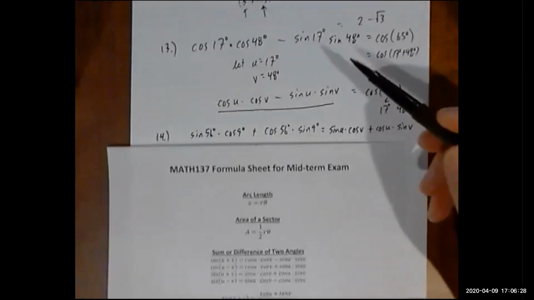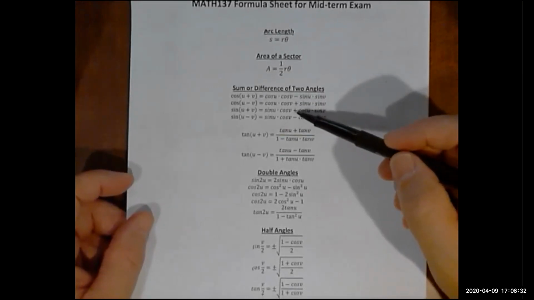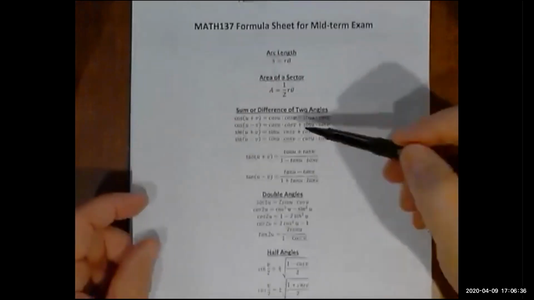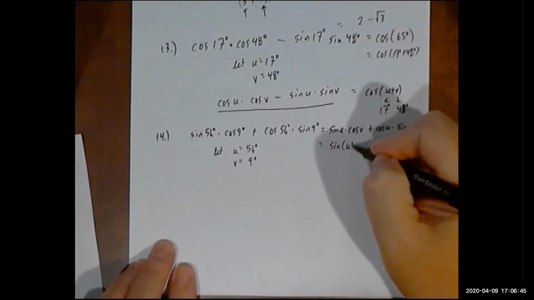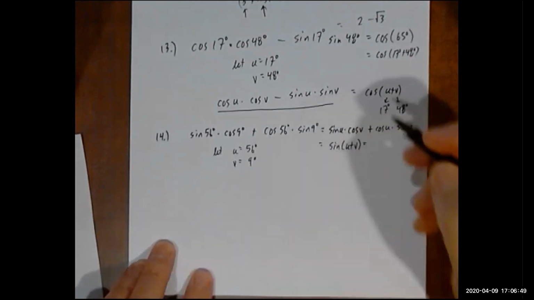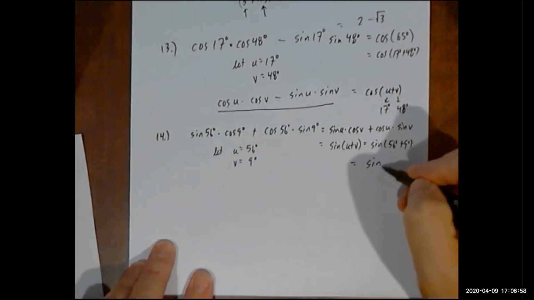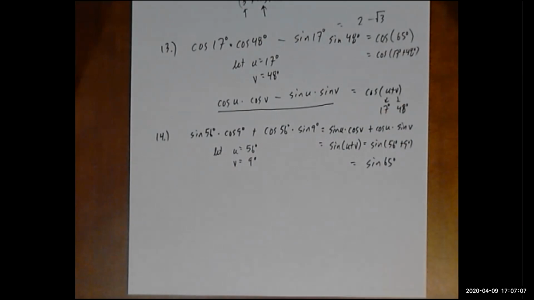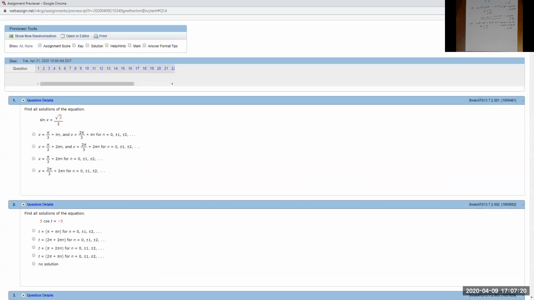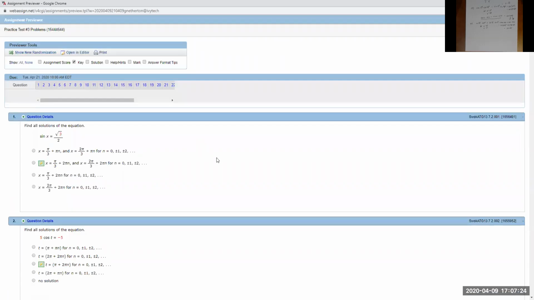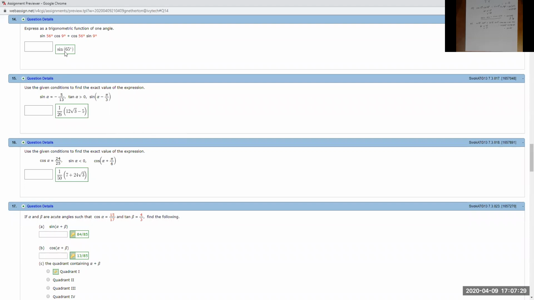So sine of U, cosine of V, plus cosine U, sine V. So it's this formula right here, this third one down, which is the sine of U plus V. And for me, my U is 56, my V is 9. So when you're all done, this whole thing can be rewritten as the sine of 65 degrees. So let's just confirm that. This is number 14. Sine of 65 degrees. All right.